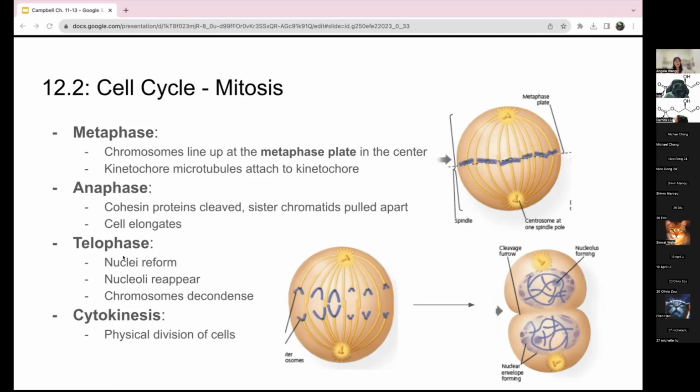And then during telophase, the two new cells form, but in one big cell. The nuclei and the nucleoli reappear, the nuclear membrane regenerates, and the chromosomes uncondense. So everything's moved to the two sides now. And then lastly, in cytokinesis, the cellular content is sorted and the cells are physically divided, as you can see here.